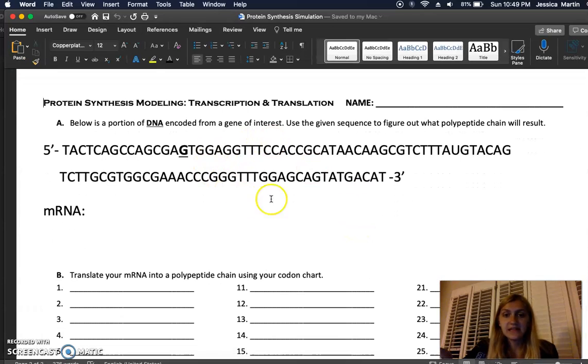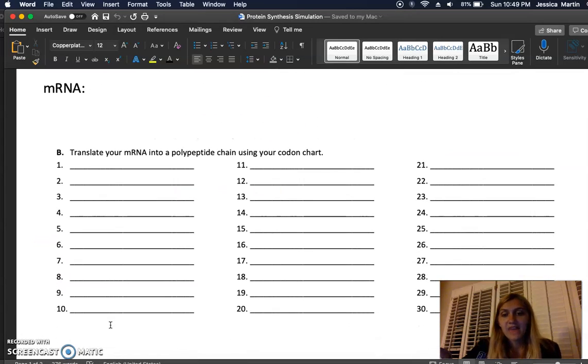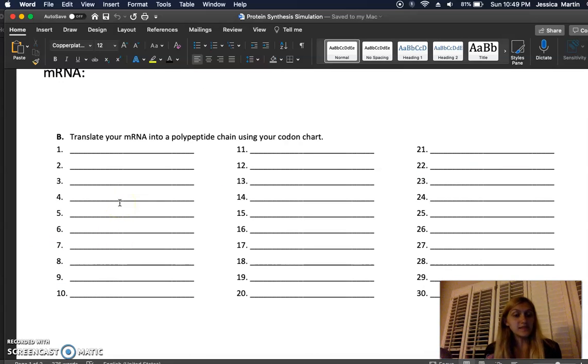So the students are given a DNA sequence. They will transcribe and translate it. And then they're going to actually assemble the protein themselves as if they were the ribosome. And so they're going to be responsible for making their own key of which bead corresponds to which amino acid.